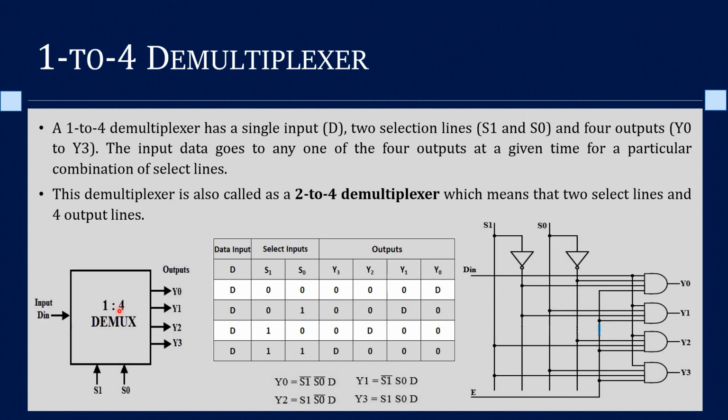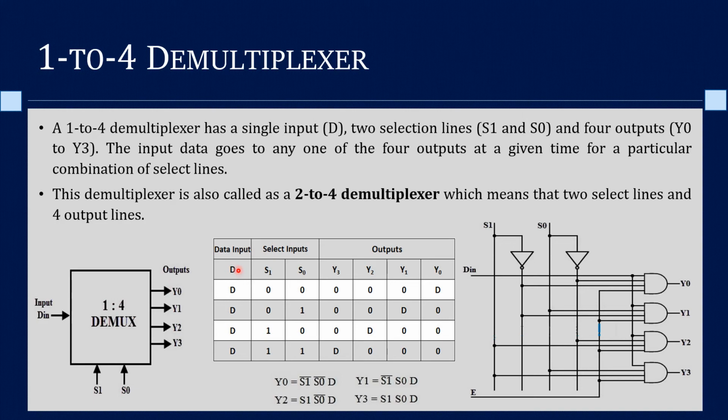Fine. So this is the block diagram for this 1 to 4 demultiplexer. It consists of one input line, two selection lines, and four output lines. Now let's draw the truth table for the 1 to 4 demultiplexer.